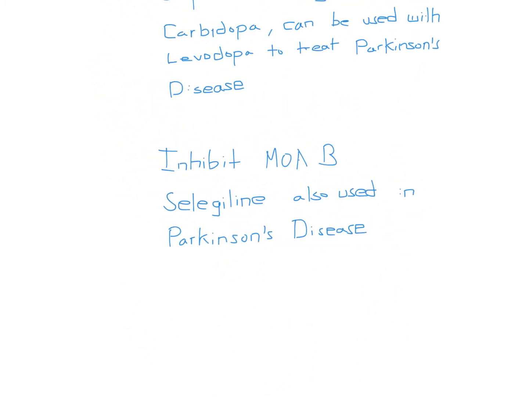And then finally, we have selegiline. This one inhibits monoamine oxidase B. Once again, this can increase levels of dopamine, which is what we want in Parkinson's disease. But once again, this wouldn't be applicable to NMS.